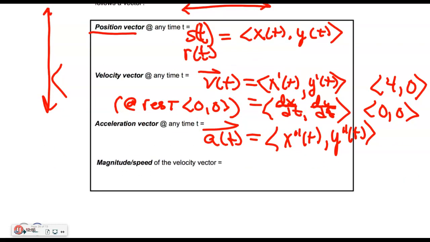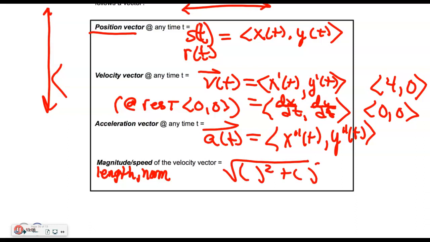And when it asks for the magnitude, speed, length, or norm of either the velocity or the acceleration vector, you do the square root of the first component squared plus the second component squared, whatever numbers those are. All right, so that's a whole lot of new stuff that's not very new. It's just that things are going to be pulled on at once.